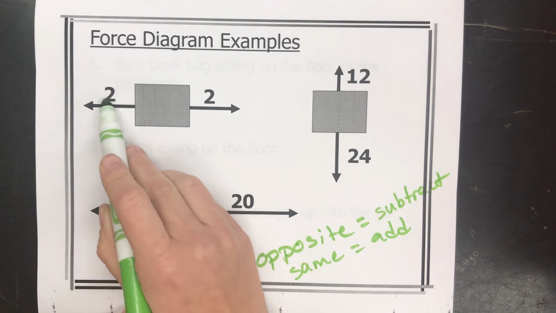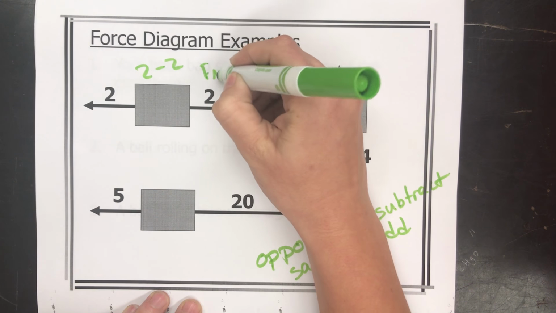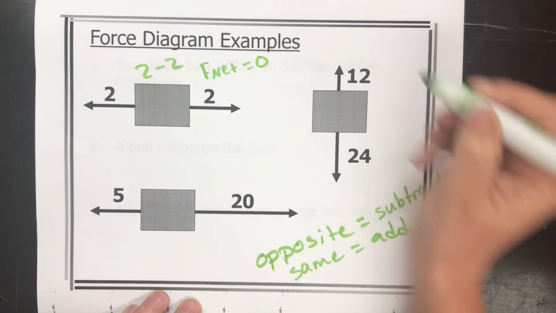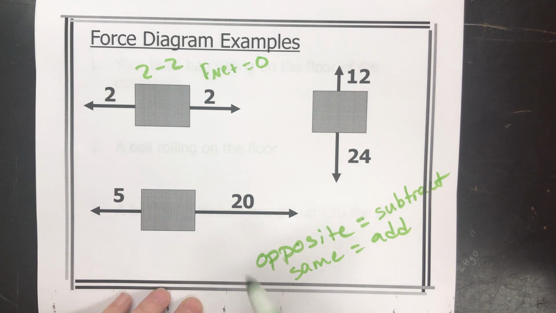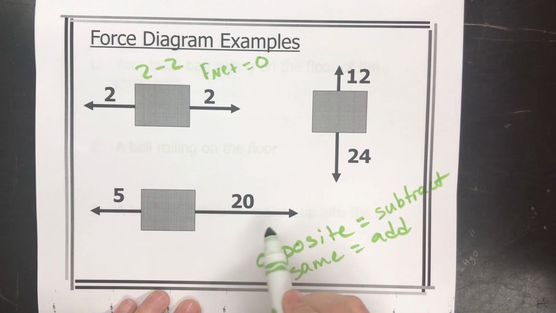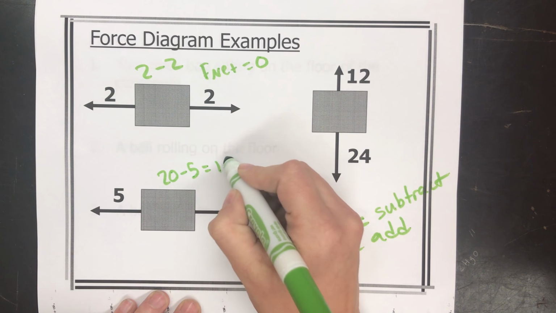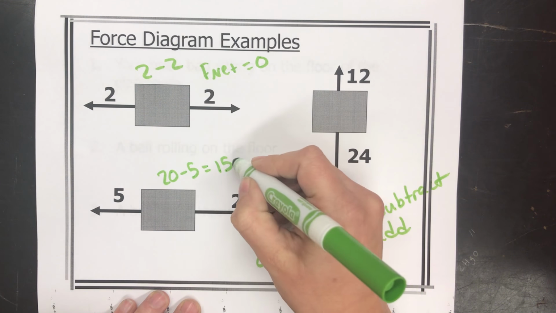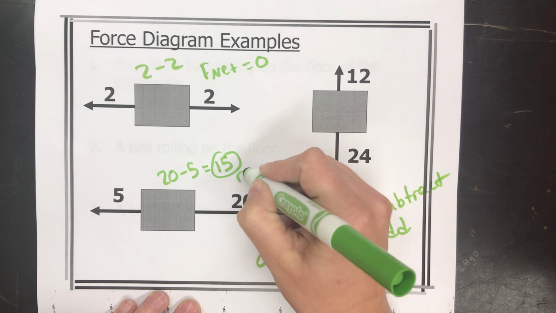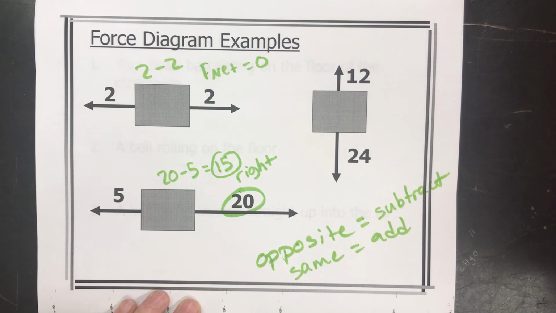So here, 2 minus 2 means the F net equals 0. Okay, so this one, you have 5 going left, 20 going right, going in opposite directions. So you're going to simply do 20 minus 5, which equals 15. So your F net is 15 to the right, because that's the side that's the biggest.